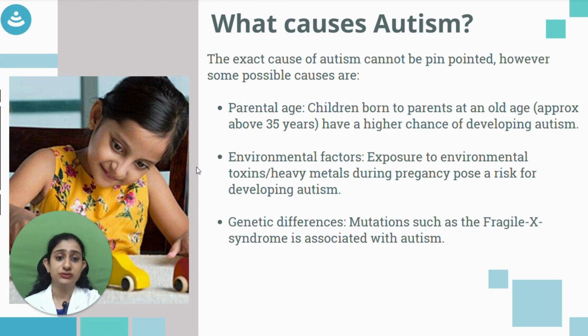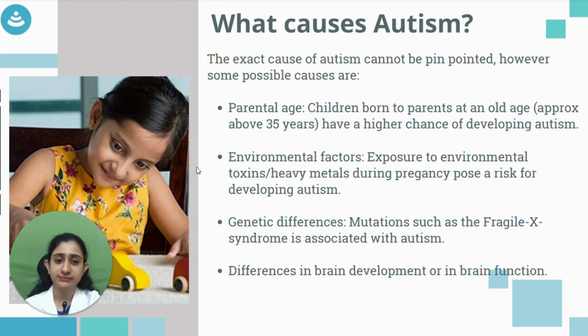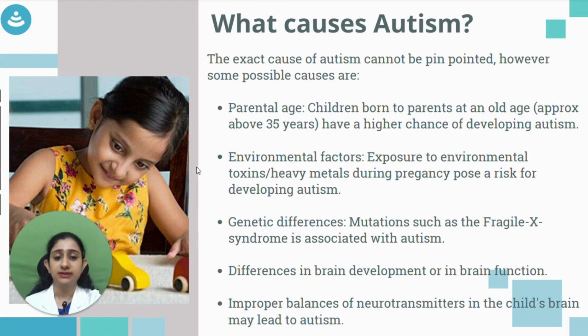Another cause can be genetic differences. It's found that mutations such as Fragile X syndrome are associated with autism. And some other causes may include differences in the brain development or brain function of the children, and improper balances of neurotransmitters in the child's brain can also lead to autism.